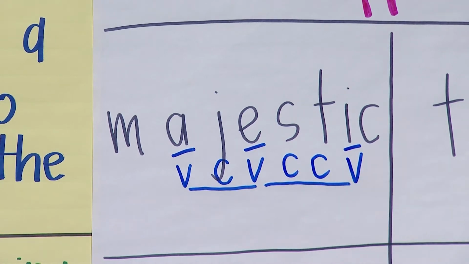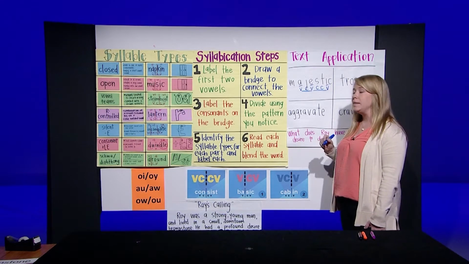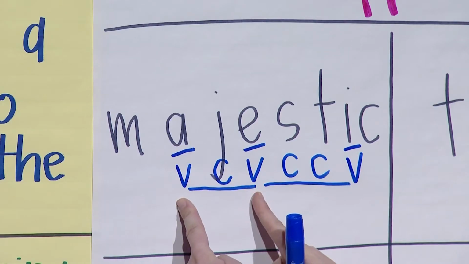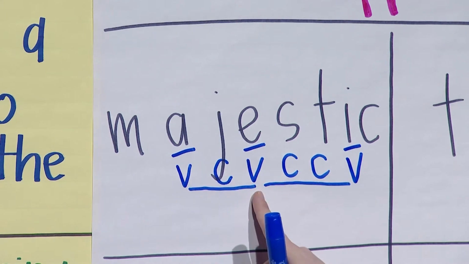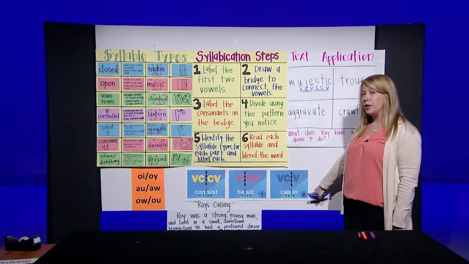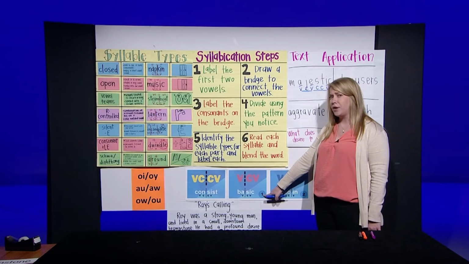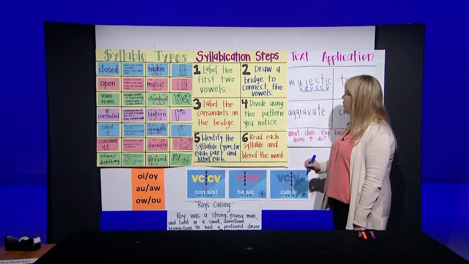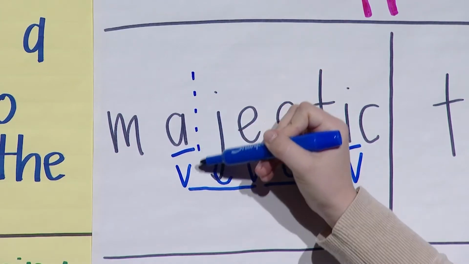All right, now we've made it to step 4, and this tells me that I need to divide using the pattern I notice. So I'm going to start with my first bridge and look at this pattern. I see V, C, V. I know that with those patterns, there are two different possibilities for how we divide. But we're always going to try this pattern first because it's most frequent. So I'm going to divide after the vowel, and I'm going to use a dotted line just in case I have to go back.